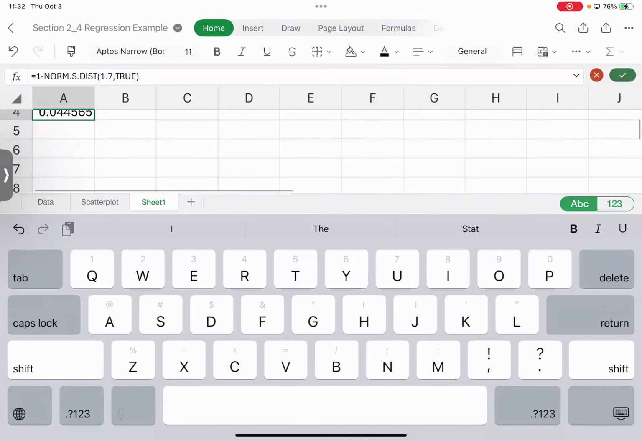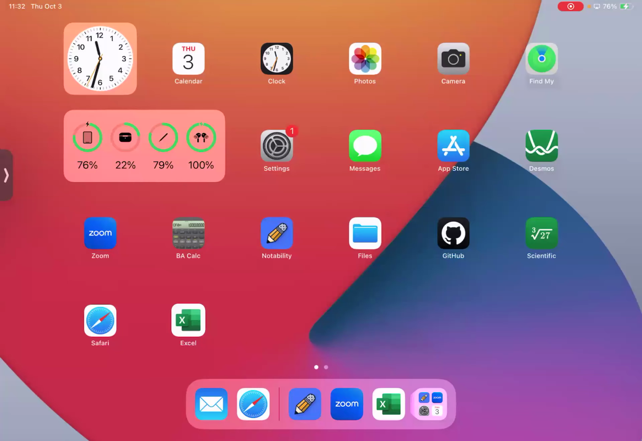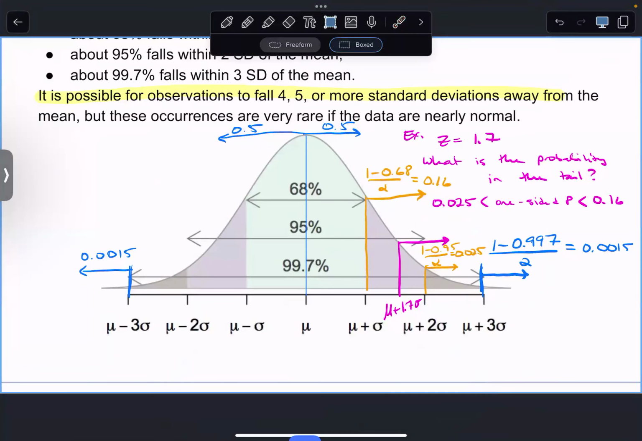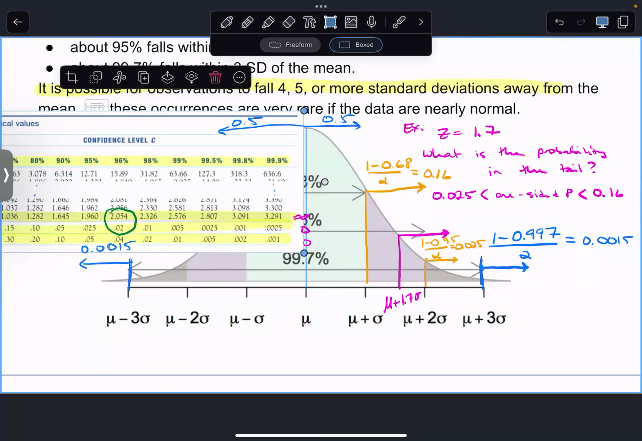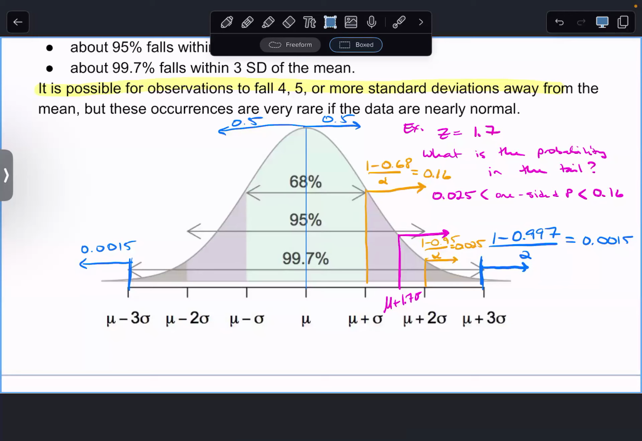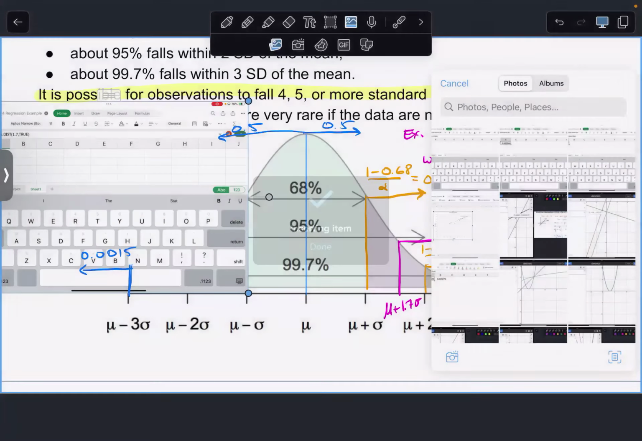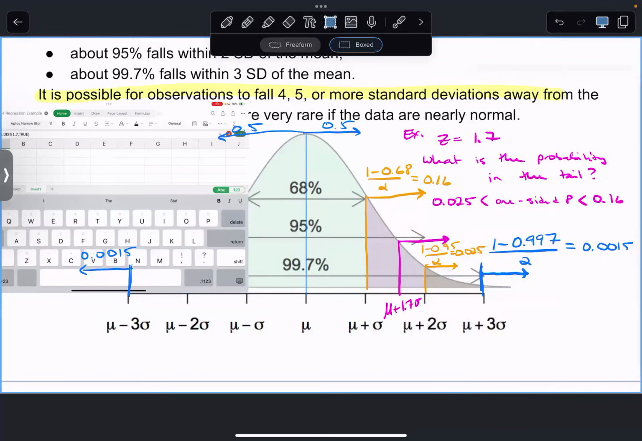I'll show what I did in my screenshot. Oops. Oh, it's not misbehaving. I'm misbehaving. I did it weird.